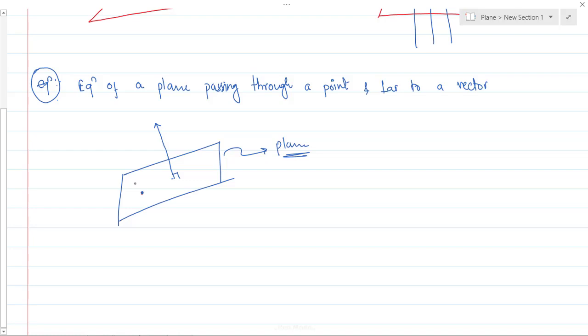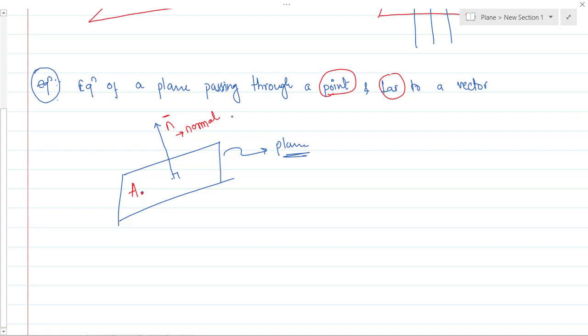Let me erase this. The coordinates of the point are known because the point is lying on this plane, and the perpendicular vector is also known to us. Suppose this is n bar, not n cap. N cap is the unit vector along this normal. Why n? Because as this vector is perpendicular to this plane, this becomes the normal vector, so it becomes n bar.